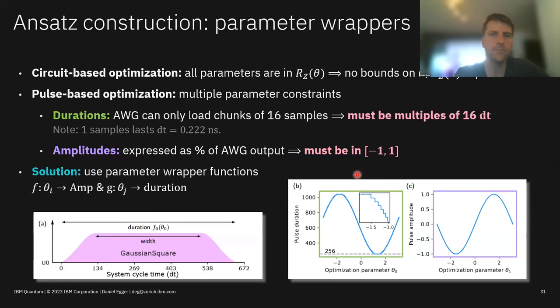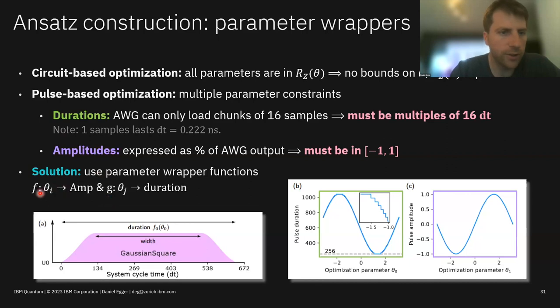Now, one important thing to keep in mind is that the control electronics has some constraints, namely all the parameters in the amplitudes, they are expressed as a percentage of the arbitrary waveform output. So they need to be in the range minus 1 to 1. The duration of the pulses has to be a multiple of 16. And this simply has to do with a constraint that the arbitrary waveform generators load 16 samples in their memory at a time. And so we somehow need to enforce these constraints. And the way that we did this is with what we call a wrapper function.